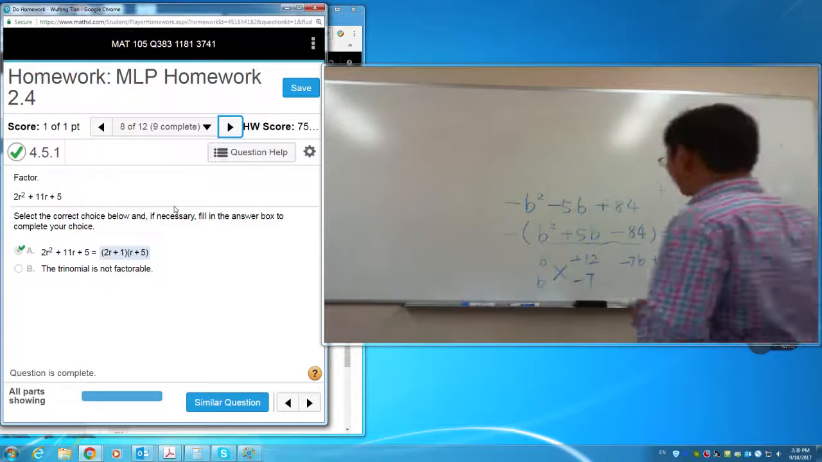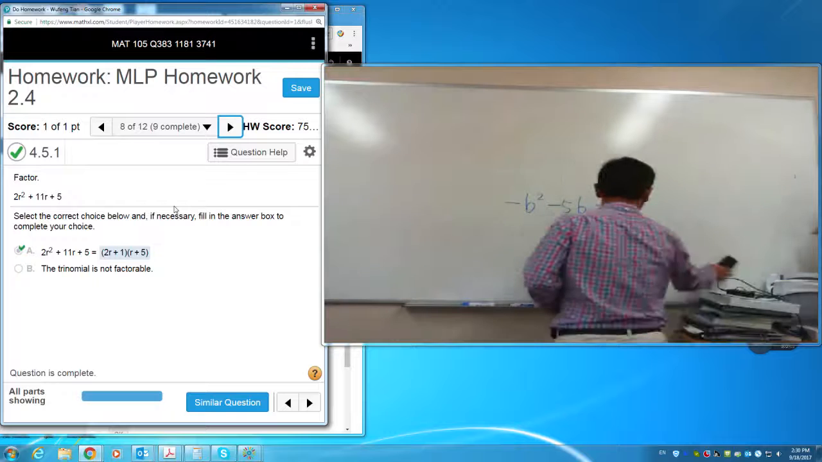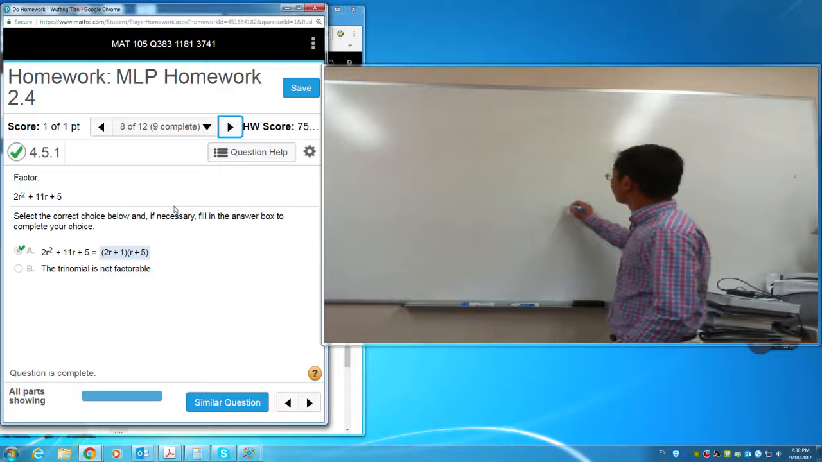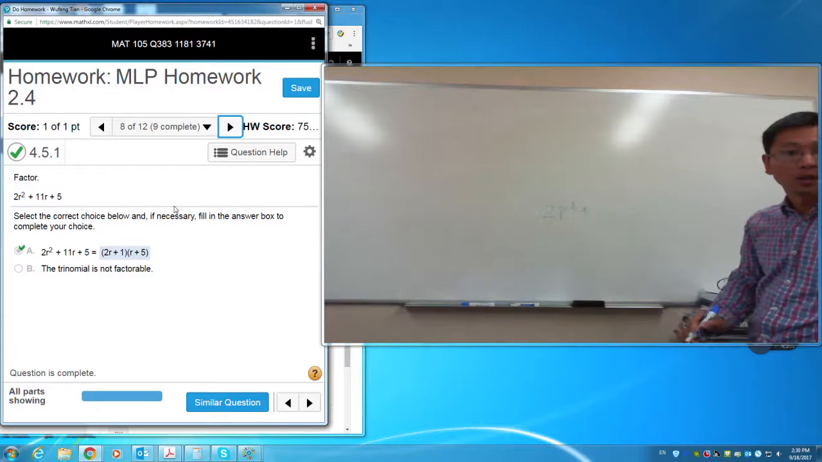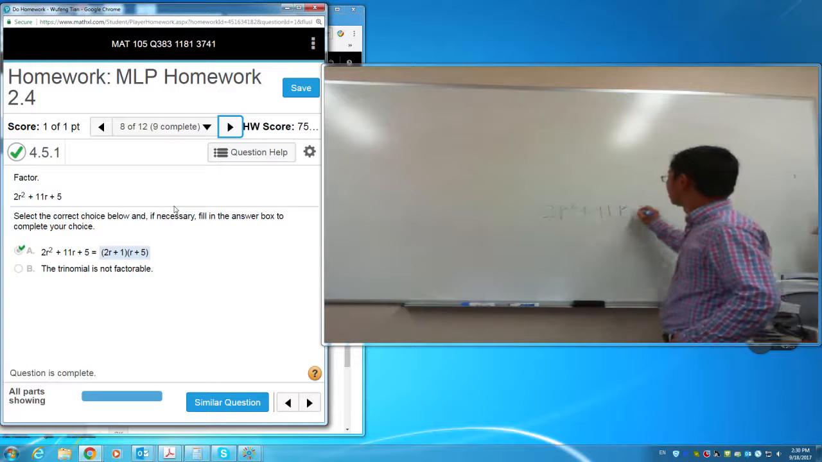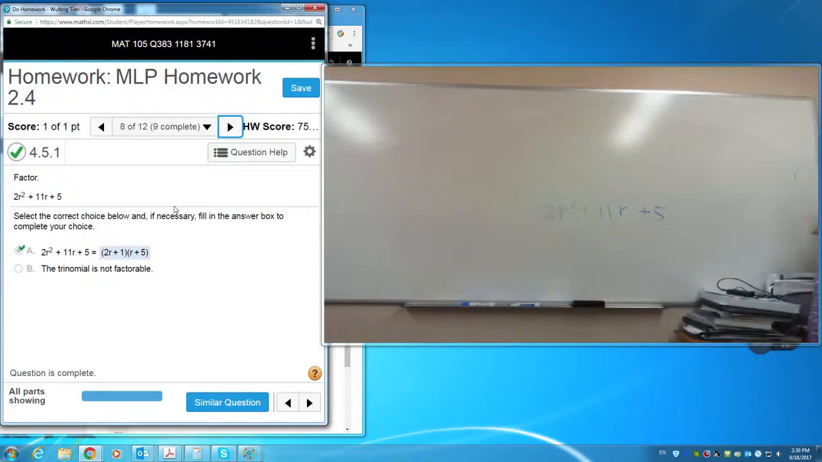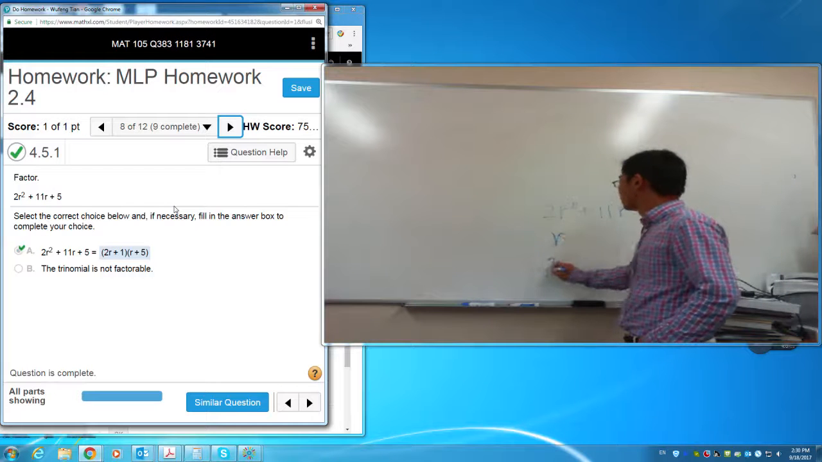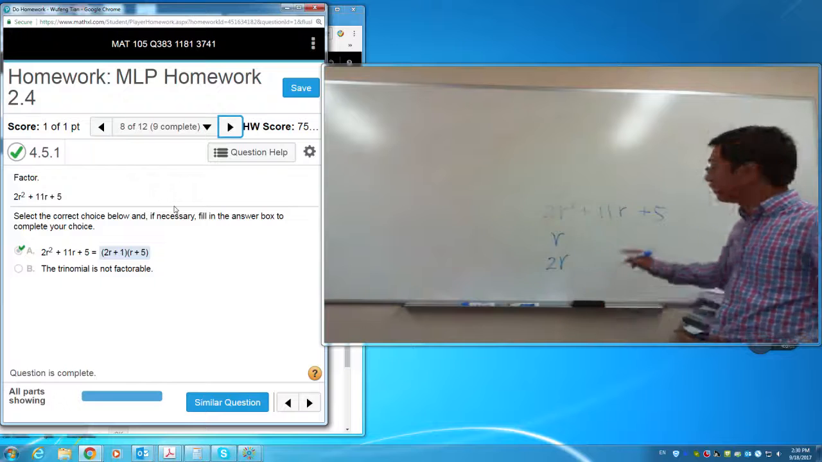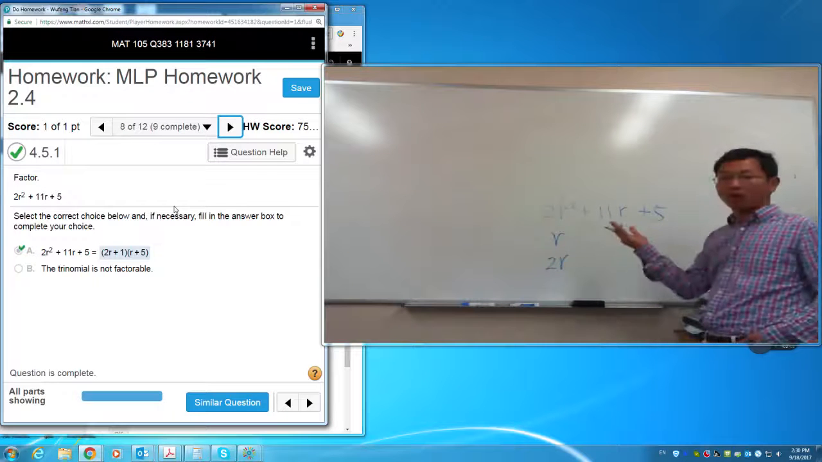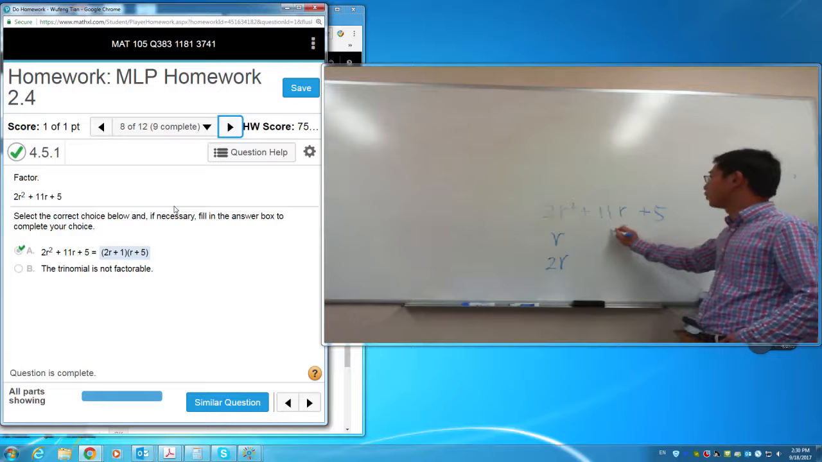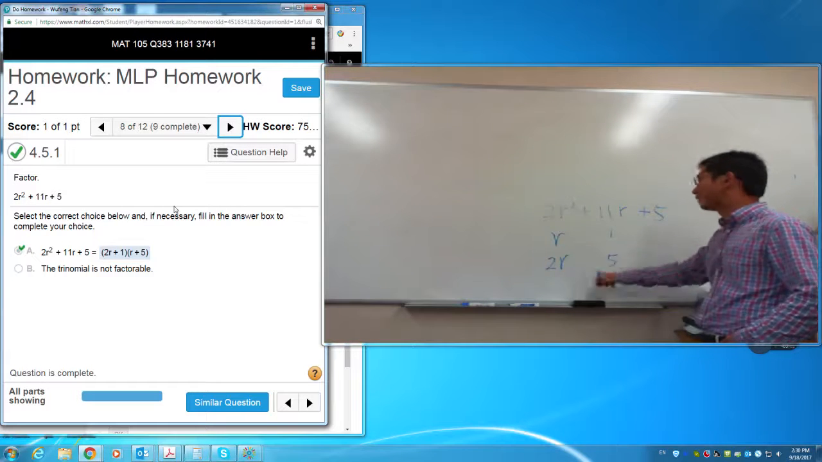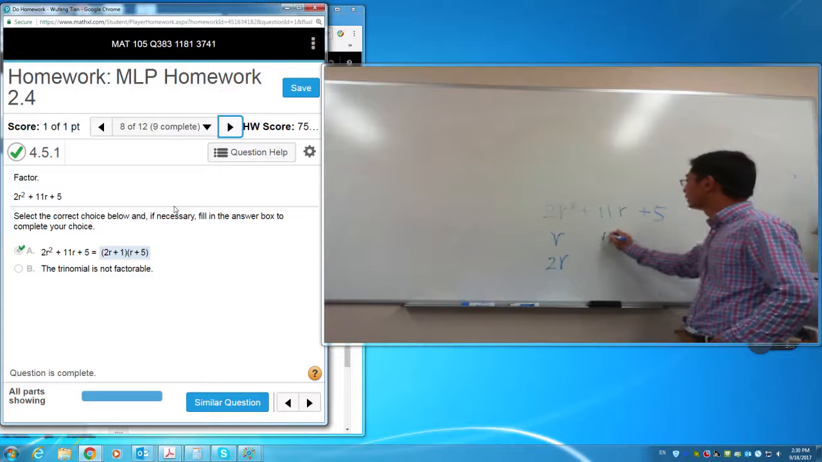2r squared plus 11r plus 5. So factor 2r squared, which is r times 2r. And factor 5, they only have one option because 5 is a prime number. It can be 1 and 5. This doesn't work. Quick estimation, 5, 2, 7 doesn't work. Switch it. 5 and 1.